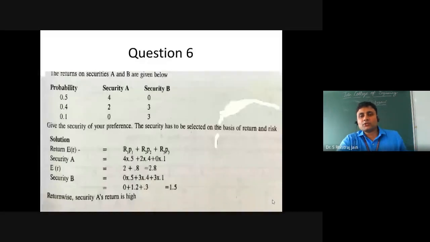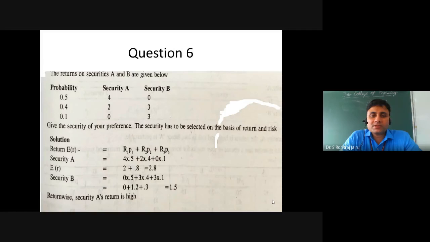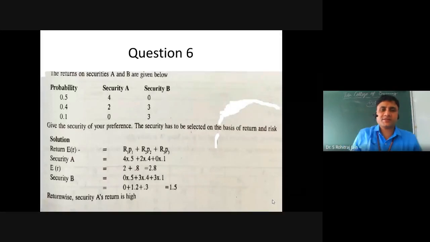Students, in yesterday's class, what have we solved? We solved the expected return, the variance, the standard deviation, then the correlation coefficient, then the coefficient of determination. So today we will be solving the problems in a similar way, but there is a slight change in this.